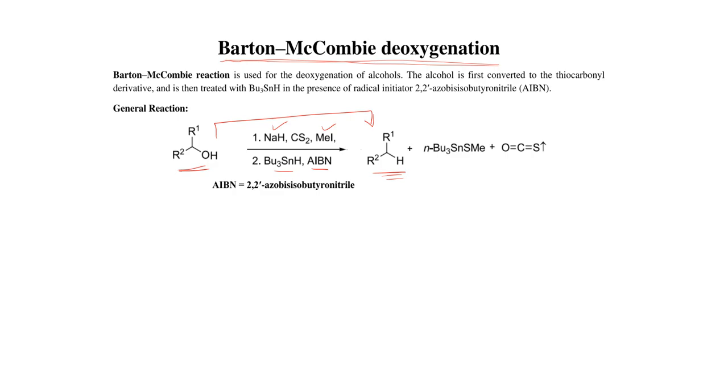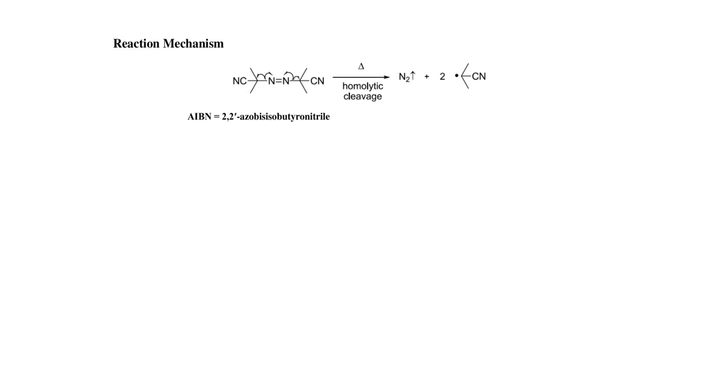How this alcohol reacts with carbon disulfide in the presence of sodium hydride and methyl iodide to produce thiocarbonyl derivatives, we will discuss in the reaction mechanism, and then how thiocarbonyl derivatives react with the radical initiator azobisisobutyronitrile in the presence of tributyltin hydride. As we know, this is the radical initiator, so first a radical will be generated from azobisisobutyronitrile, which then interacts with tributyltin hydride, and tin radical will be produced. Then this tin radical reacts with the thiocarbonyl derivatives, and it results in the formation of alkane. So let's have a look at the reaction mechanism for this deoxygenation reaction.